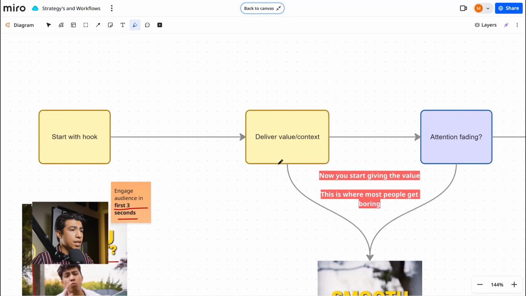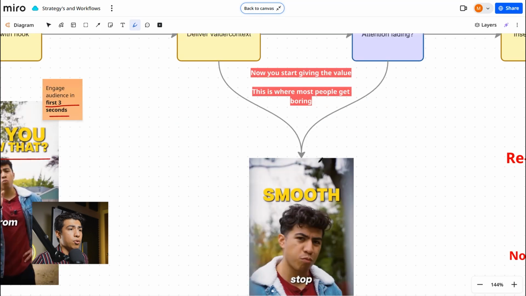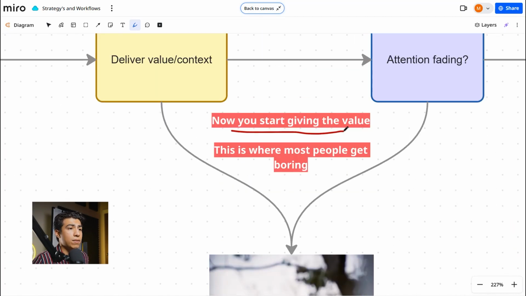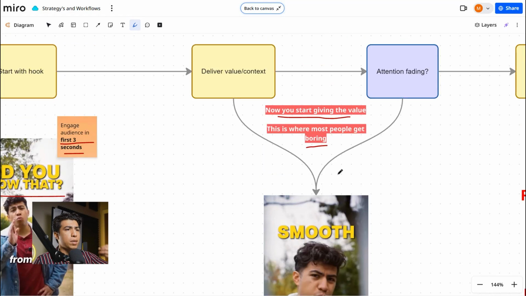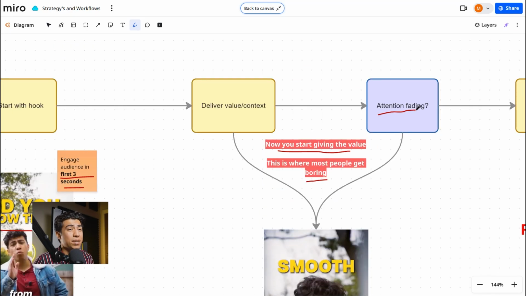Once I finished the hook, then I start delivering the value. This is where you start giving the actual core value and information that people are going to be taking away from the video. But this is also where people start getting bored. As you can see here, I start talking, I go over what the video is actually about, people are engaged, but then attention begins to fade.